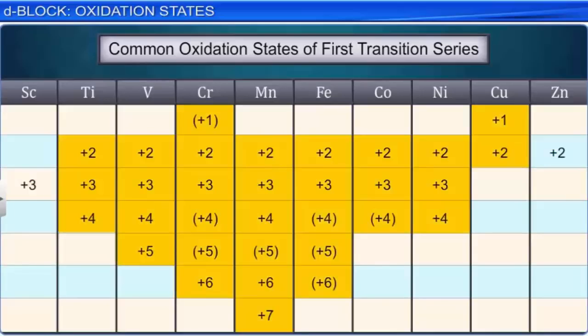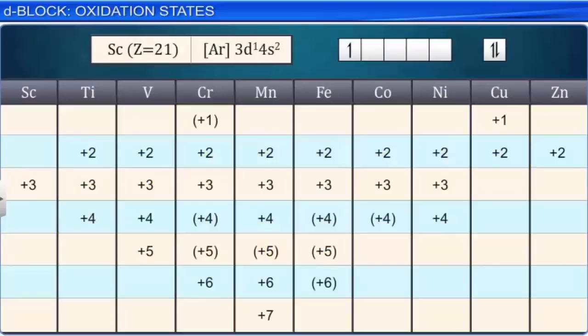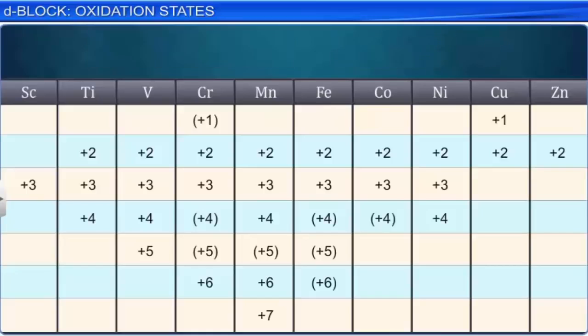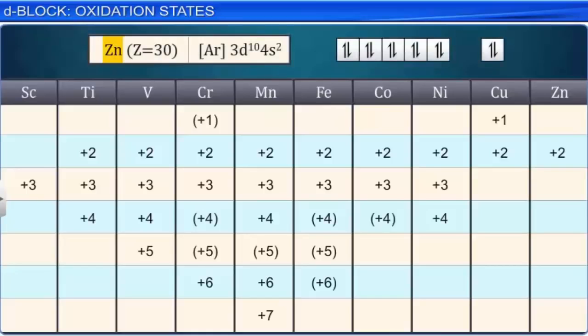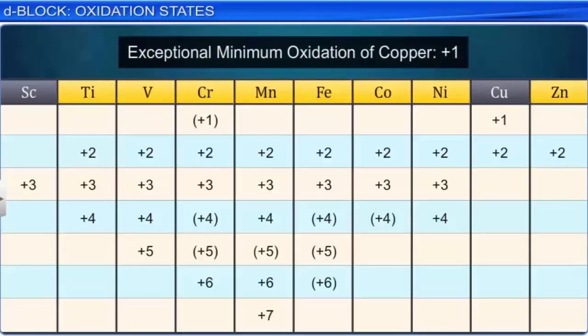Scandium, due to the availability of very few electrons for bonding, does not show variable oxidation states. On the other hand, zinc, due to the presence of too many d electrons, has fewer orbitals available for bonding, and thus does not exhibit variable oxidation states. The elements from titanium to zinc, with the exception of copper, show a minimum oxidation state of +2. Copper shows a minimum oxidation state of +1.